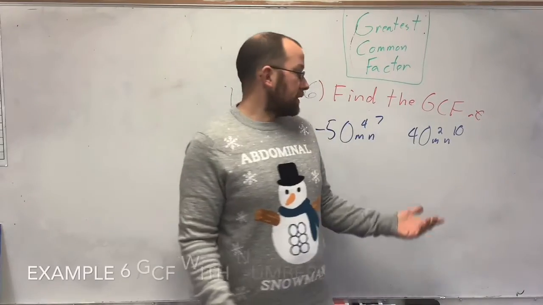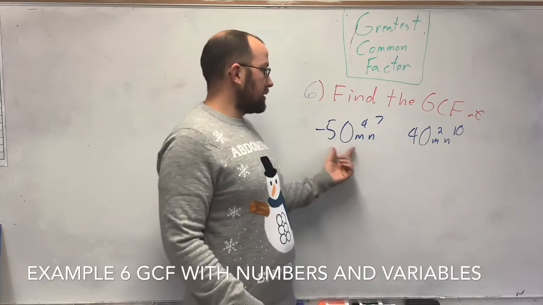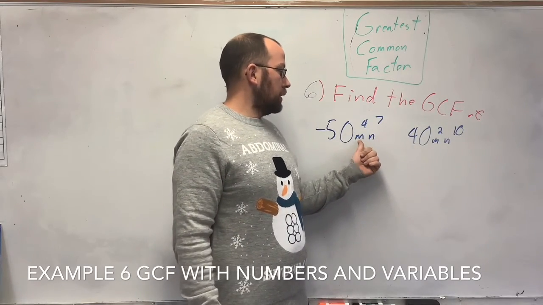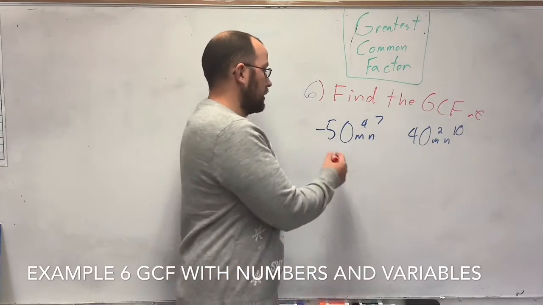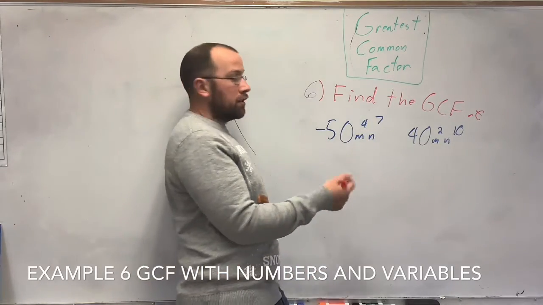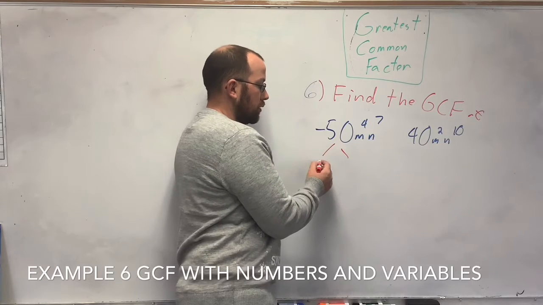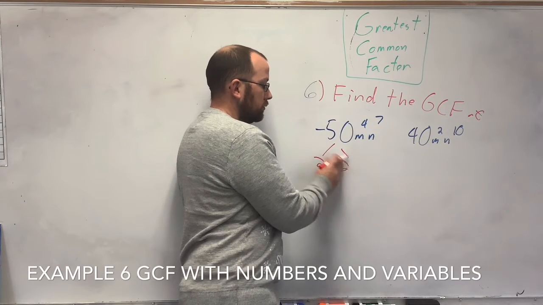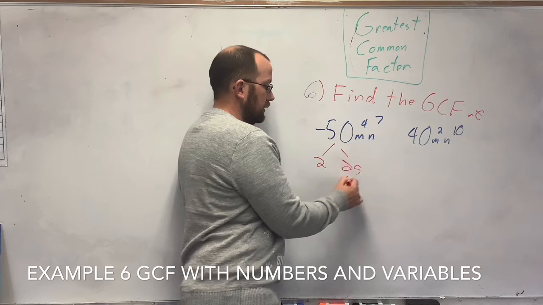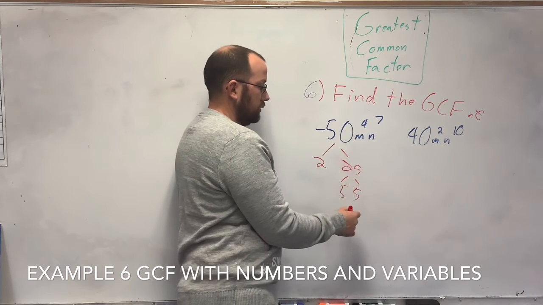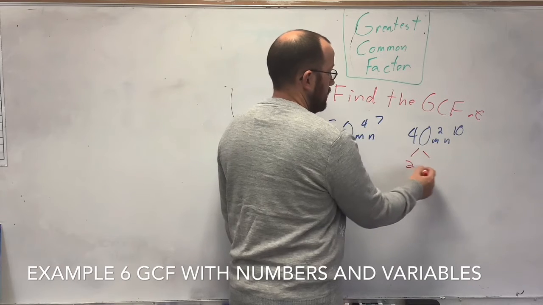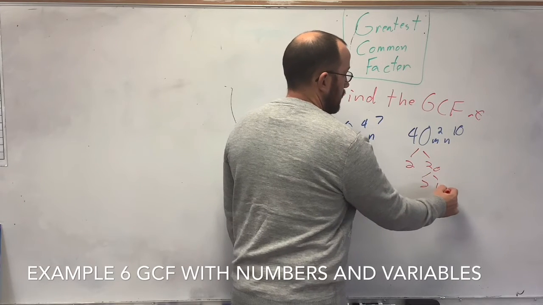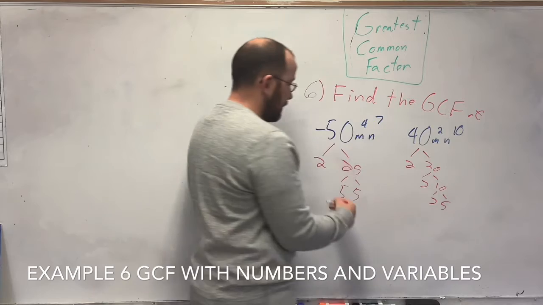All right, here's your 6th example. This is a mix of numbers with the variables and their exponents, and we're just looking for the greatest common factor here. So we do the same thing we've been doing with the numbers. Don't get too confused with it. All right, don't worry about the negative sign in front of it. All right, so now we just write out what we have.